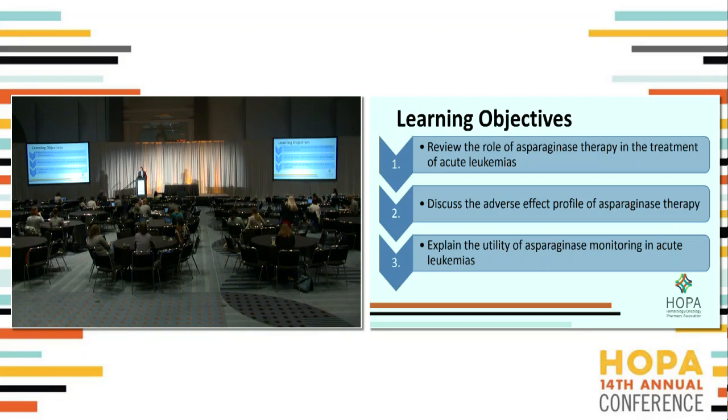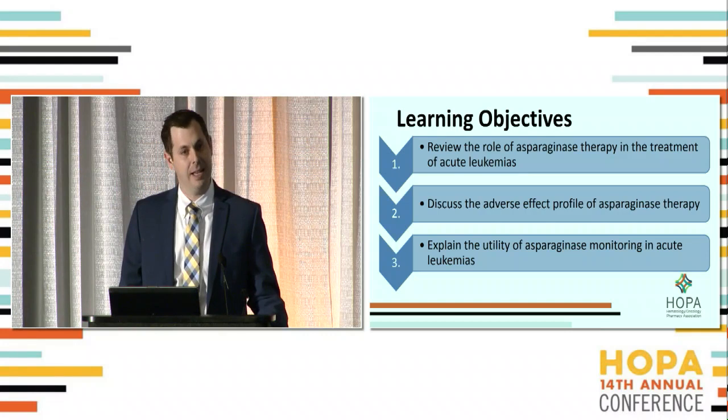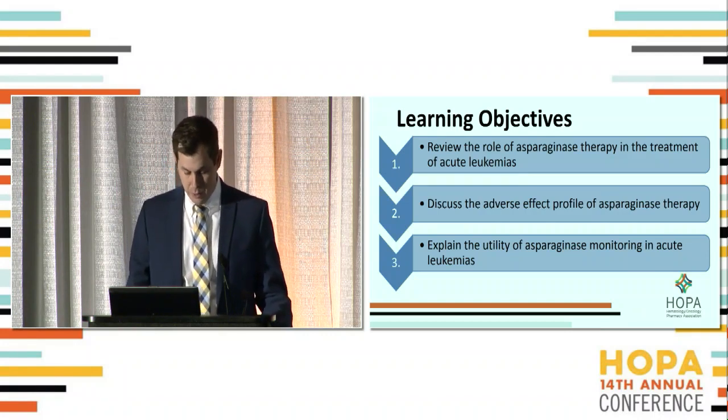So some learning objectives for today. We're going to review the role of asparaginase therapy in the treatment of acute leukemias. Asparaginase therapy really is one of the backbones in pediatric leukemia treatment, and it's becoming increasingly more utilized in adolescent and young adult and adult leukemia protocols.